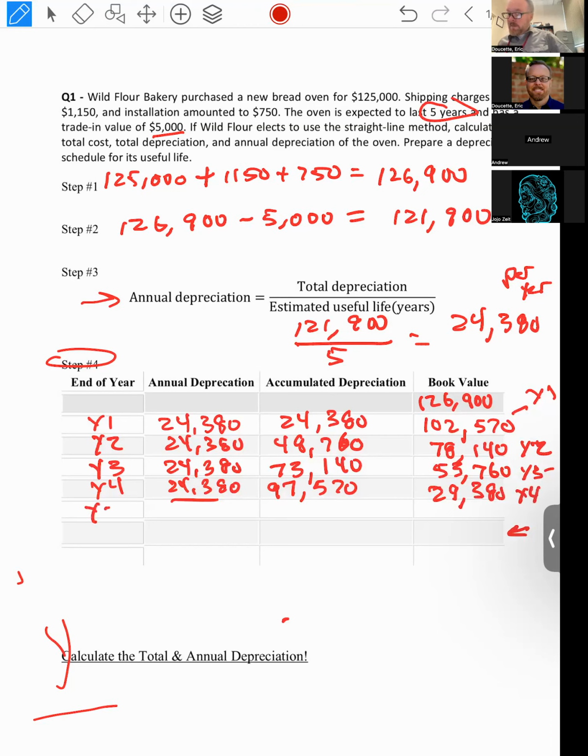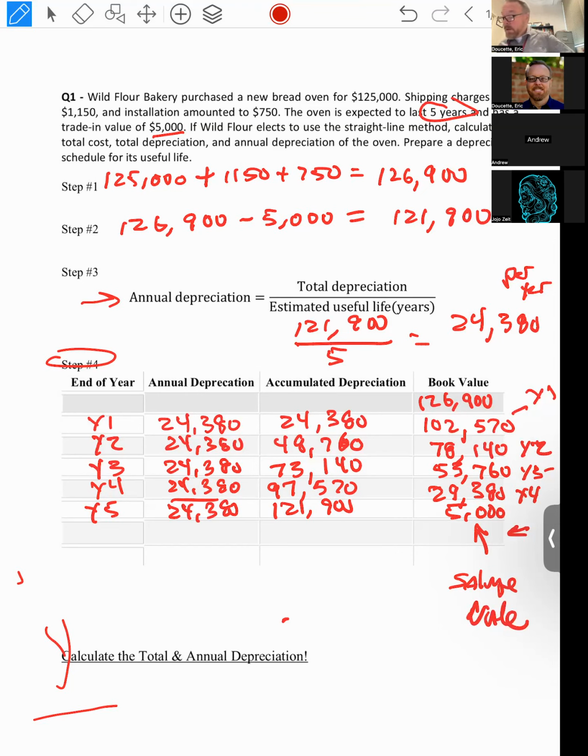And then my year five, my last year, another 24,380. That's going to give me 121,900, and that's going to leave me 5,000. And that is my salvage value. So I know I got it right when my salvage value equals 5,000.